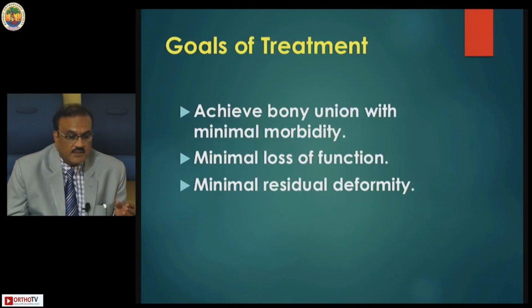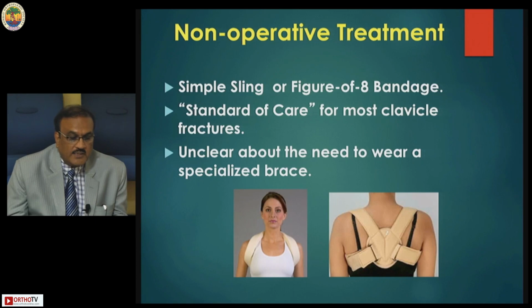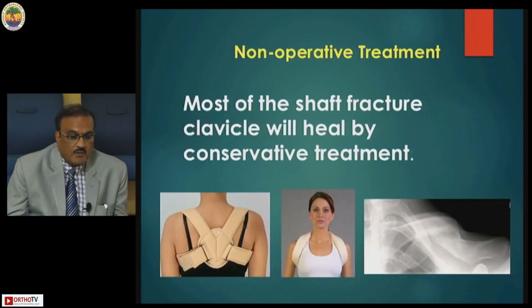The goal of treatment is to achieve bony union with minimal morbidity, minimal loss of function and minimal residual disability. There are two options open: non-operative treatment and surgical treatment. In surgical treatment, we have two options, that is plate fixation and intramedullary nail fixation. The non-operative treatment is given by sling or figure-of-8 bandage. It is unclear whether there is a need to wear a specialized brace because it does not do good. Most shaft clavicle fractures heal by conservative treatment.